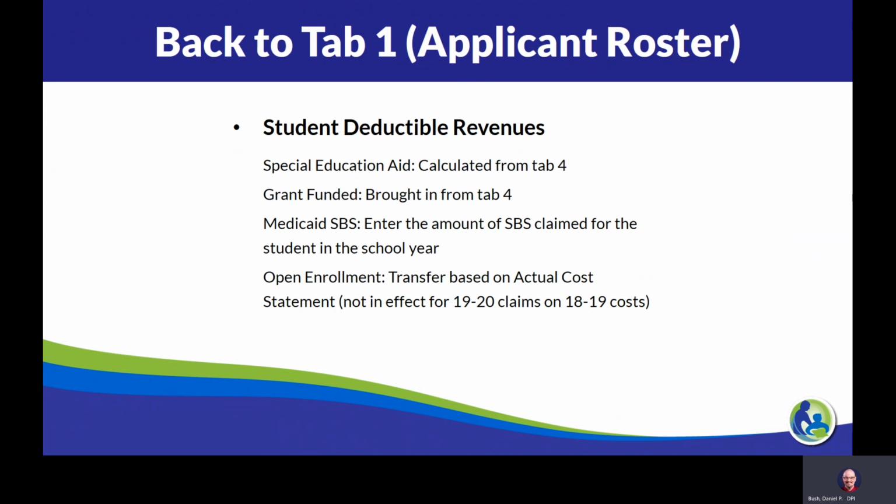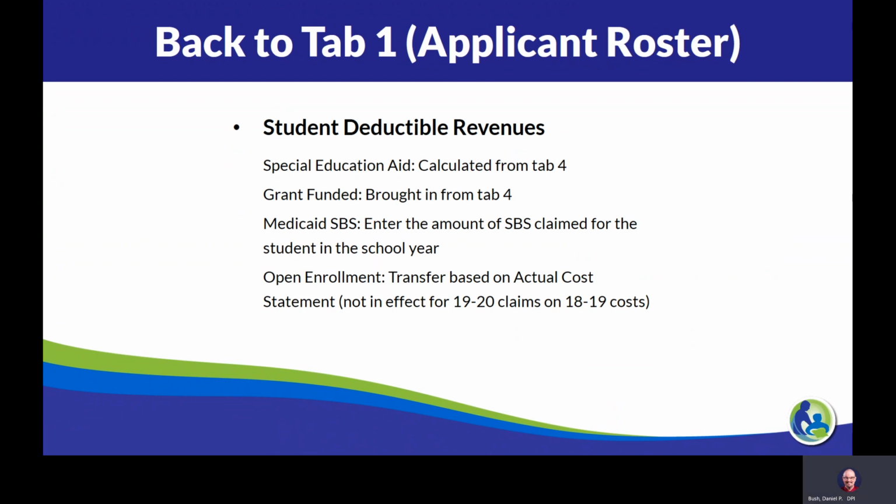Future transfers will be based on that. Since that did not take effect until the current 2019-20 school year, it doesn't have any impact for 2018-19 costs, so that column is grayed out, but we are going to start collecting that following year.